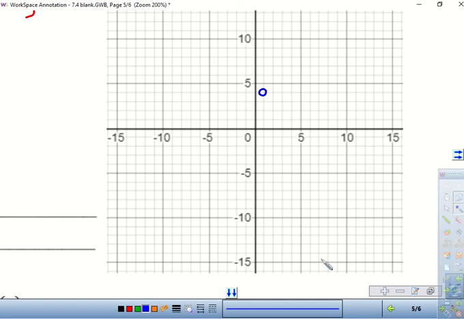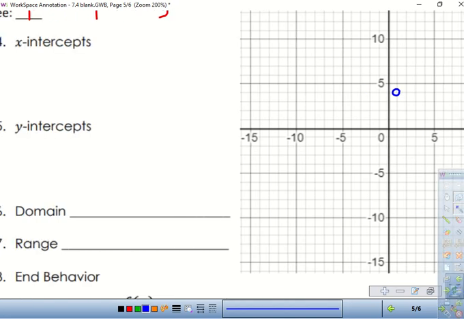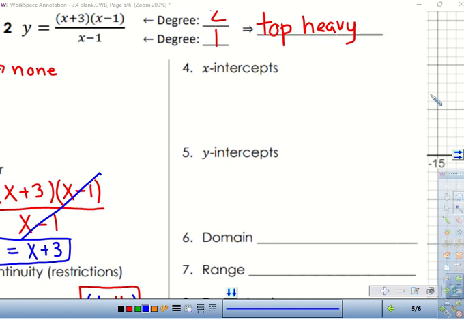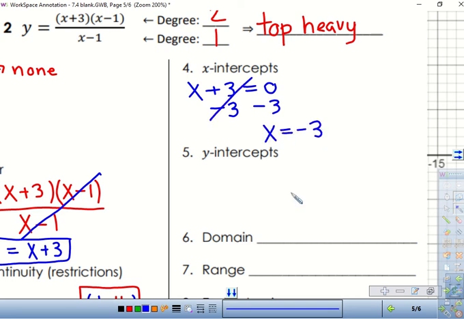Just like that. Now, we're going to look at the function we have left, and we have to determine the x-intercepts. The way that you find the x-intercepts is you take the numerator of your function, and this function happens to only have a numerator, and you set that equal to 0. If you have multiple factors, you set each one of them equal to 0. And that leaves me with an x-intercept at (-3, 0).